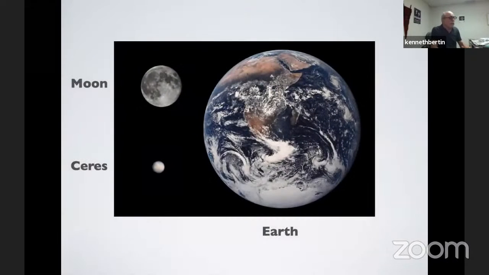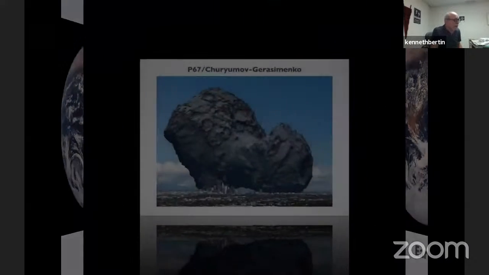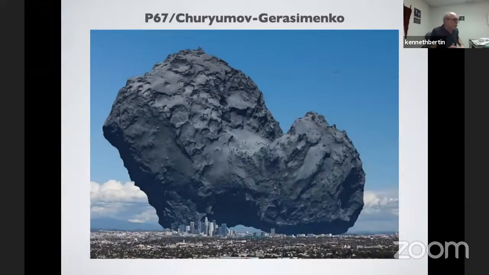Now, just as a little idea, there's the moon in comparison to the Earth, and there's the largest of the asteroid series. It is a minor planet, of course, and that kind of gives you an idea of the largest asteroid compared to the Earth, and of course the moon to the Earth, and that's obviously a substantial difference when you take a look at them. But here you have this 67P Churyumov-Gerasimenko, which was a comet that we looked at. We actually sent a probe to look at it and actually land on it. Didn't work out very well, but there's the city of Los Angeles compared to this comet.